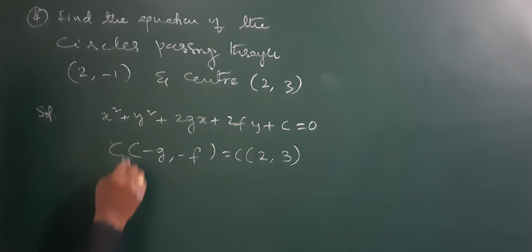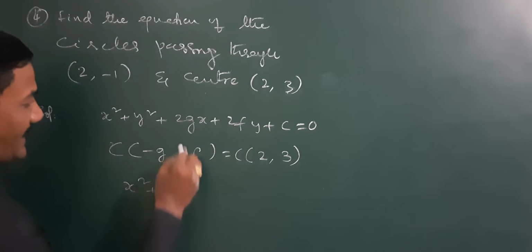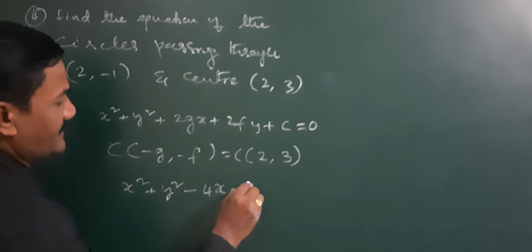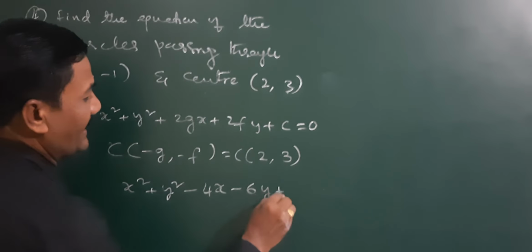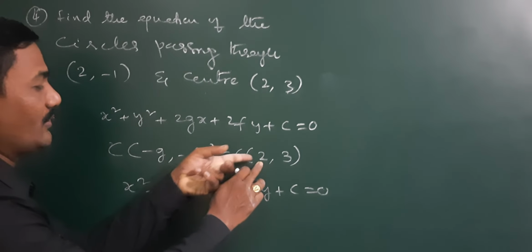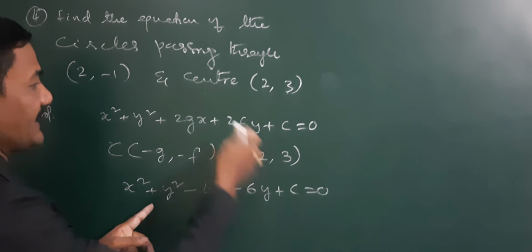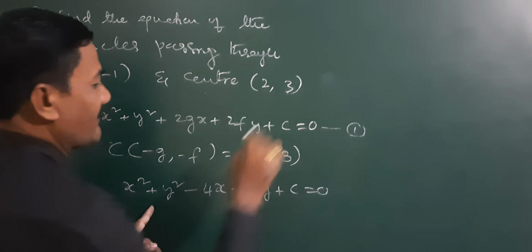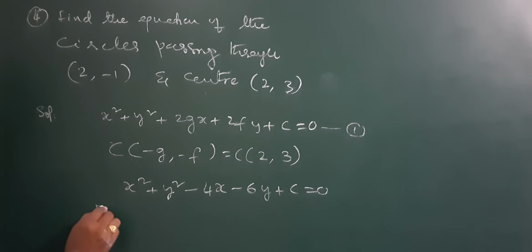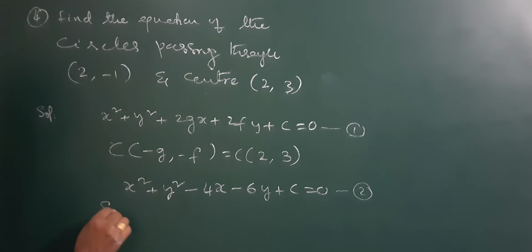You can apply this: x square plus y square minus 4x minus 6y plus c is equal to 0. Because minus g is replaced by 2, that means g is replaced by minus 2, and f is replaced by minus 3. You are getting this one. This is the general equation of the circle, and the circle is passing through the point. So this is equation 2.